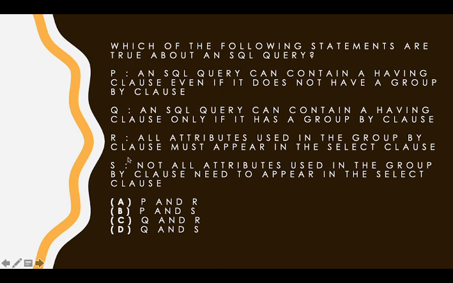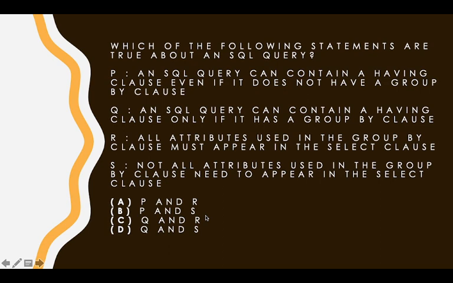So we have our S statement, which says the opposite, that is, not all attributes used in the group by clause need to appear in the select clause. I think this is absolutely correct, because it's not necessary to have select and group by attributes the same. You can have different attributes for select, but the attributes that you are using in select will be used in the group by clause, but it's not necessary to use all of them, right? So I think our statement P and our statement S is absolutely correct. So the option for that is option number B, which is P and S.